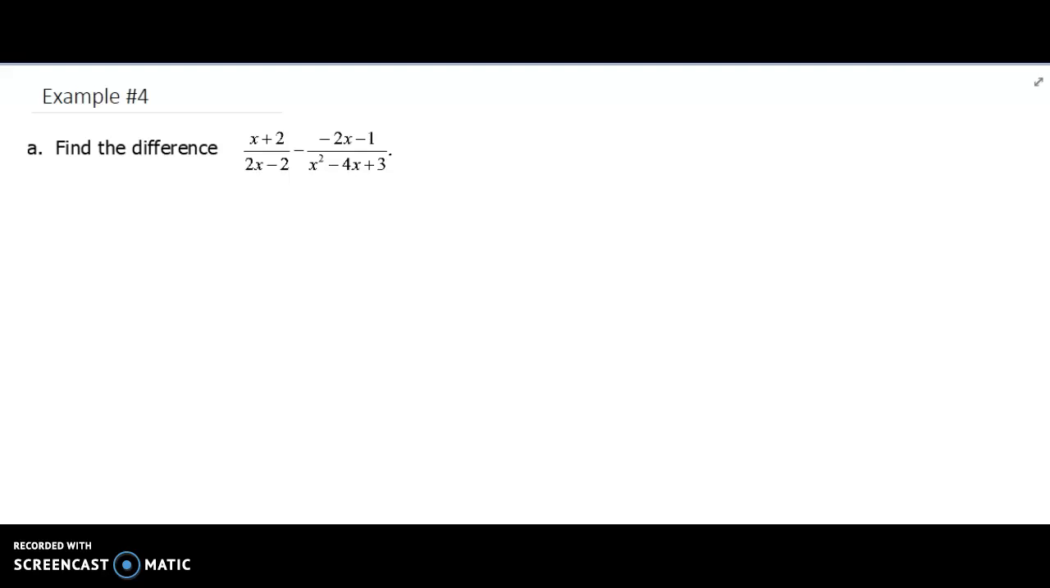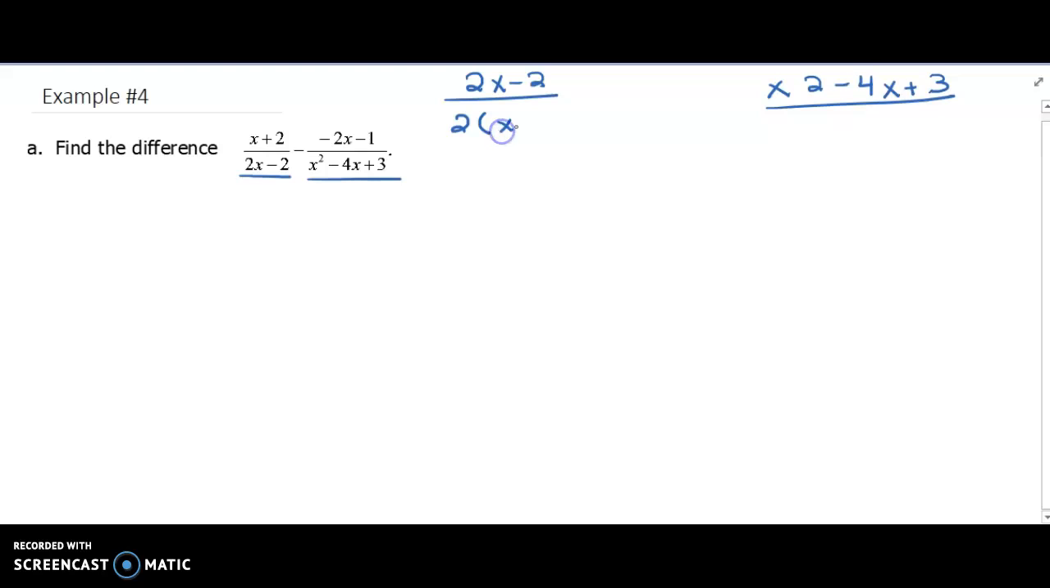Okay. So once again, like we did before, I want to find the least common denominator, which is also the least common multiple of the two denominators. So I'm going to factor both of these. I have 2x minus 2 I want to look at, and then I have an x squared minus 4x plus 3 that I want to look at. My 2x minus 2, I can pull out a 2, and I'm left with x minus 1. And over here I can factor this. This is x minus 3 and x minus 1.